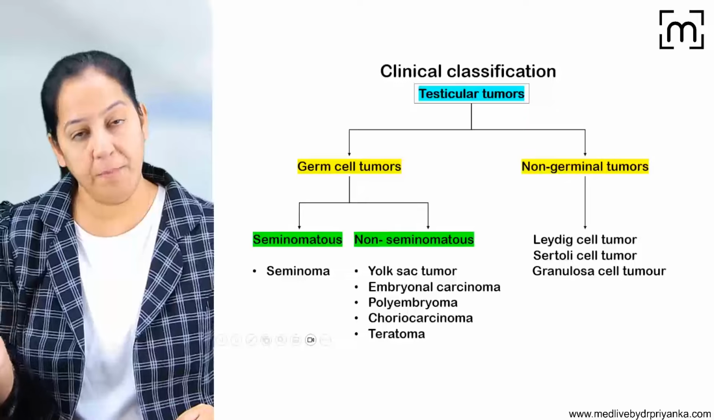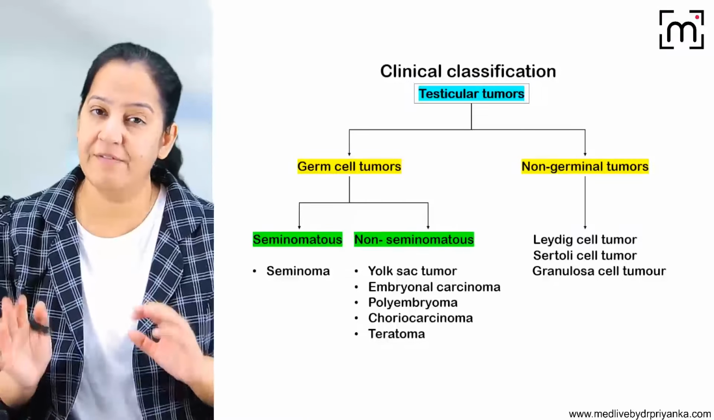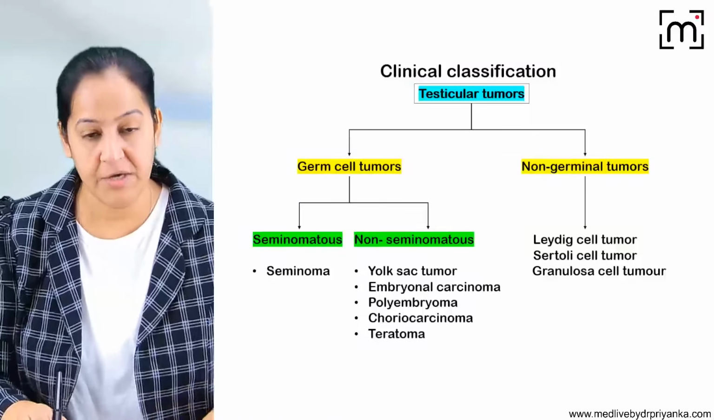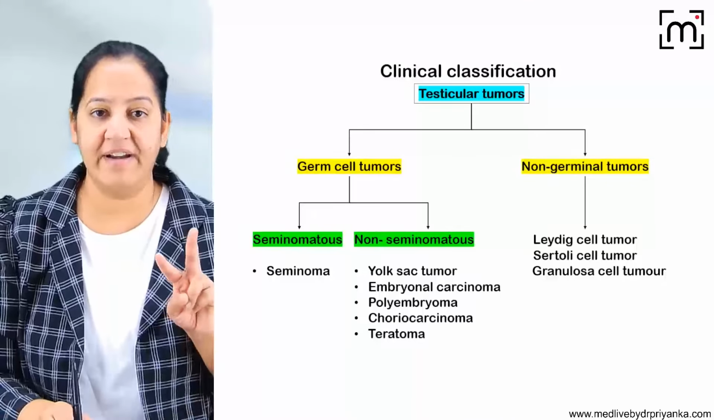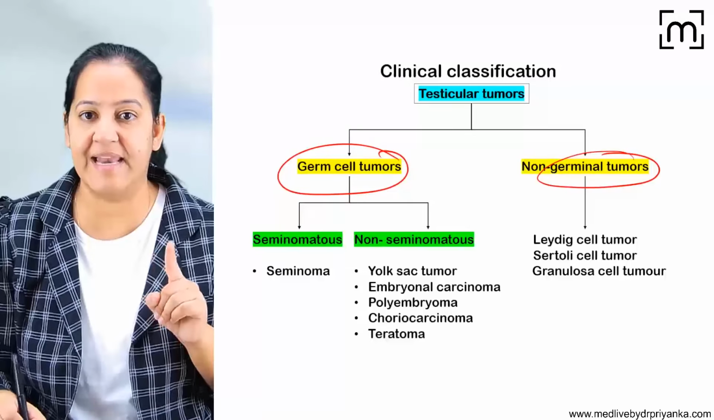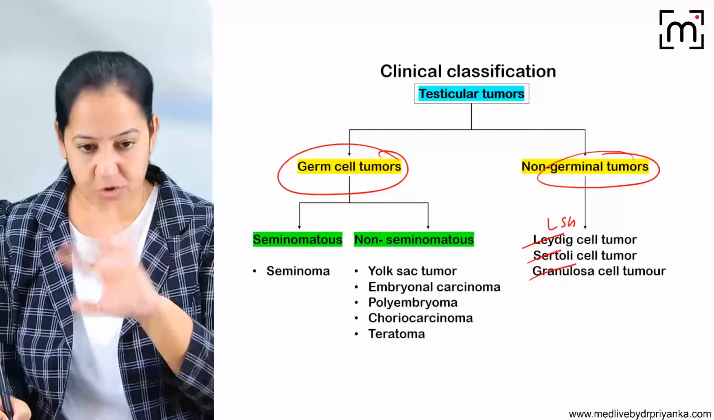We will see. Now before that, let me tell you the clinical classification of testicular tumor. We have already seen the pathological classification of testicular tumor. Now coming on the clinical classification. So how to divide them clinically? So we divide them into 2 categories: the germ cell, the non-germ cell. The non-germ cell are the sex cord stromal tumor, that is LSG. Leydig cell, Sertoli cell and granulosa cell, that is LSG. These are the stromal tumors.